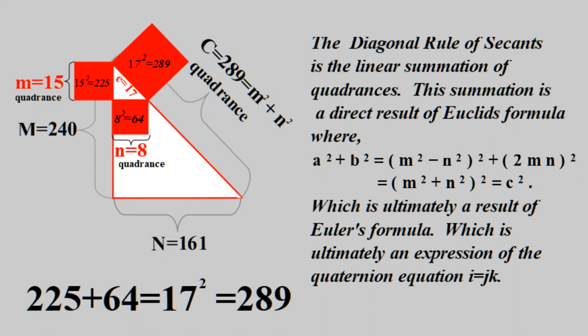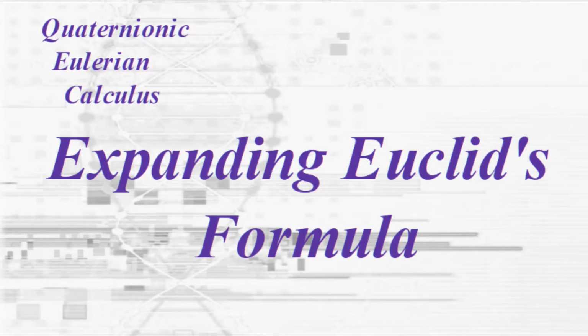Given an arbitrary pair of integers m and n, with m greater than n, which is greater than 0, and where a, b, and c are also integers, then Euclid's formula states that the integers a equals the quantity m squared minus n squared, b equals the quantity 2mn, c equals the quantity m squared plus n squared, all will form a Pythagorean triple. The diagonal rule of secants is the linear summation of quadrances.